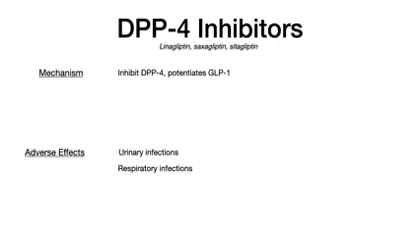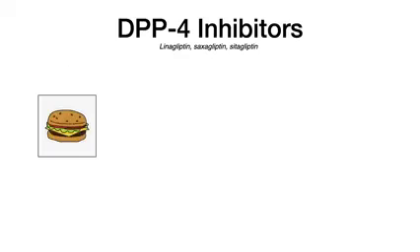The adverse effects of DPP4 inhibitors are somewhat unique, so you definitely need to know them. They are urinary infections and respiratory infections. The biggest thing is to understand what this mechanism is and how it works. So let's take a moment to dive deeper into this. Imagine that you eat a juicy hamburger. People who aren't in the United States are like, "God, you Americans and your filthy diet." But let's just imagine that you eat a hamburger.